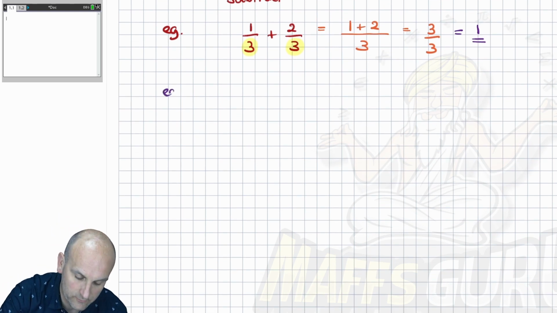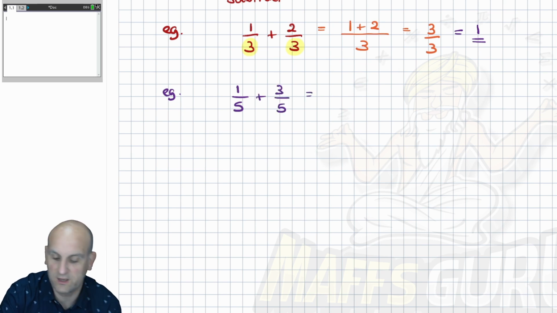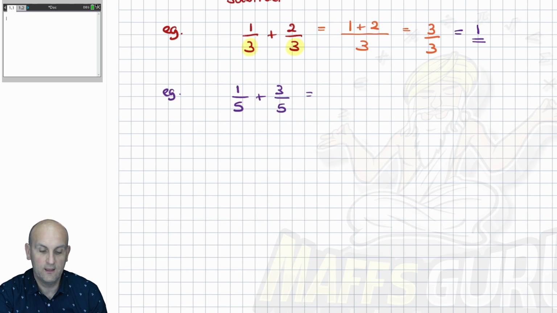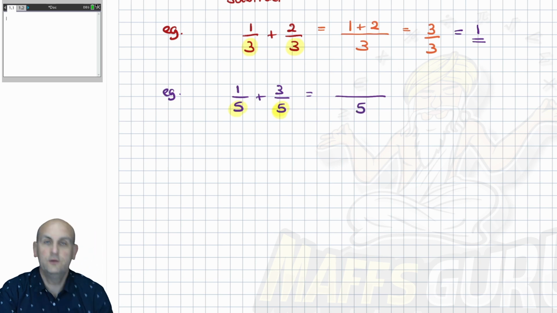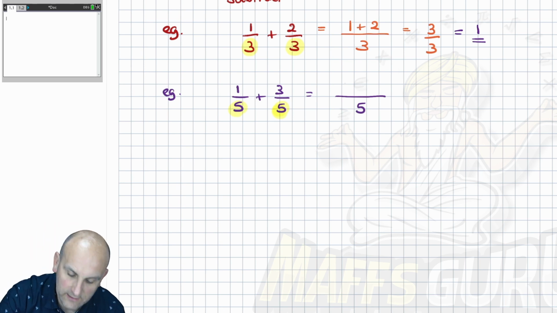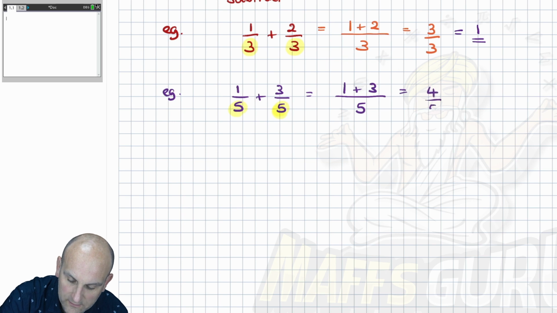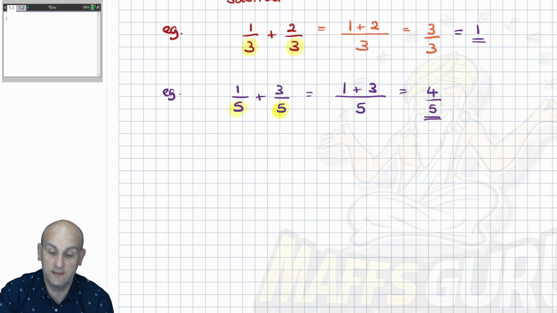Let's do another example. Let's do 1/5 plus 3/5. Now again, do the check. Are the bottoms the same? Yes, they are. So we can now write one long divisor. You don't add the bottoms. The number of people who add the bottoms as well, you don't, right? Please, please, please do not add the bottoms. You just add the tops together. So the 1 plus the 3, which gives me 4/5. And there is my correct answer.